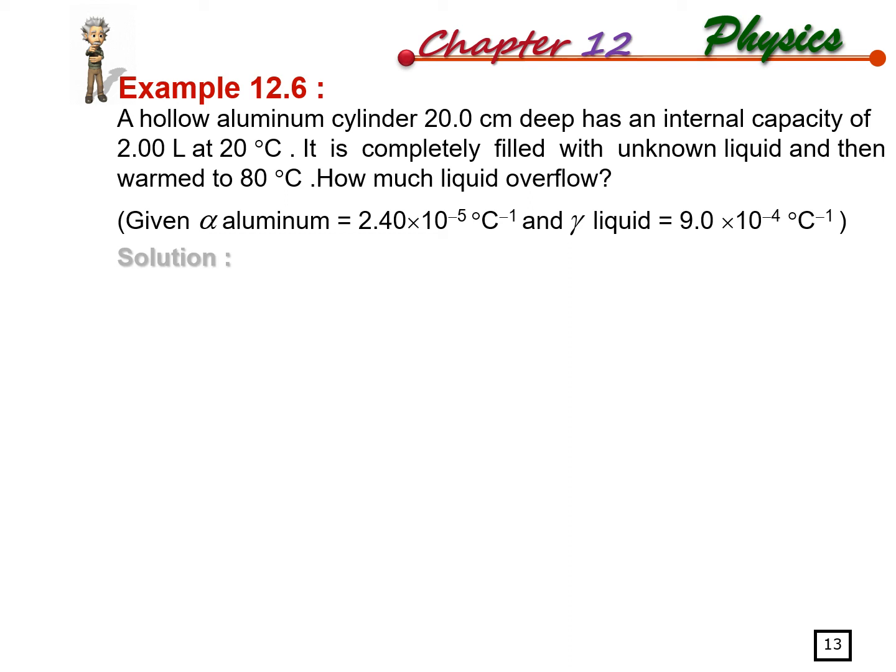For the last example, example 12.6, you have a hollow aluminium cylinder, 20 cm deep, with an internal capacity of 2 liters at 20 degrees Celsius. It is completely filled with an unknown liquid and then warmed to 80 degrees Celsius. Over here they wanted to determine how much liquid overflows. The values given are the coefficient of linear expansion for aluminium and the coefficient of volume expansion for the liquid.